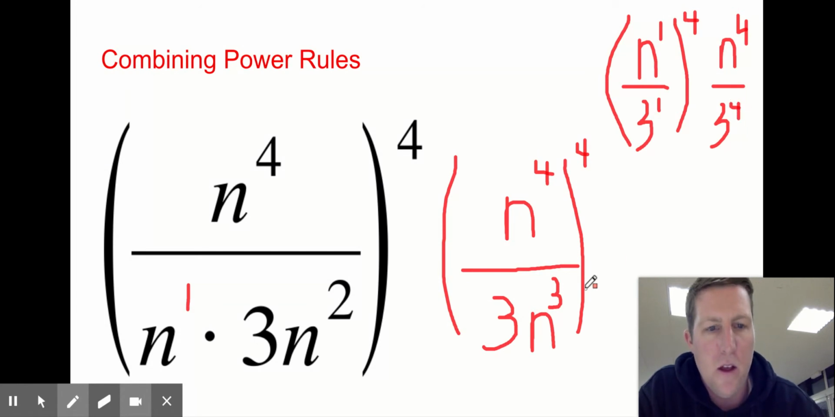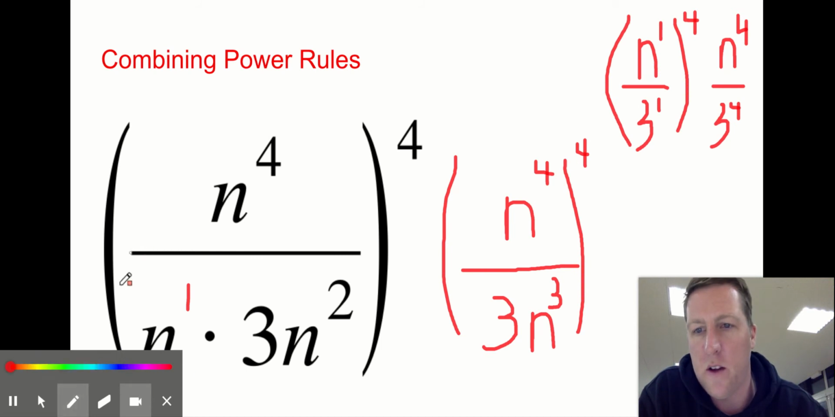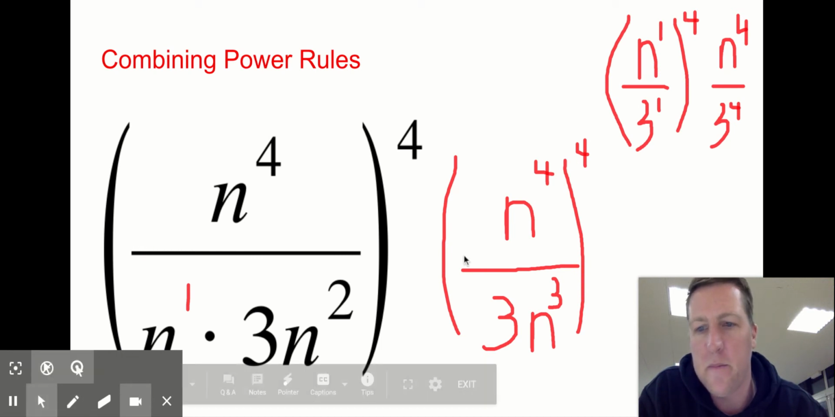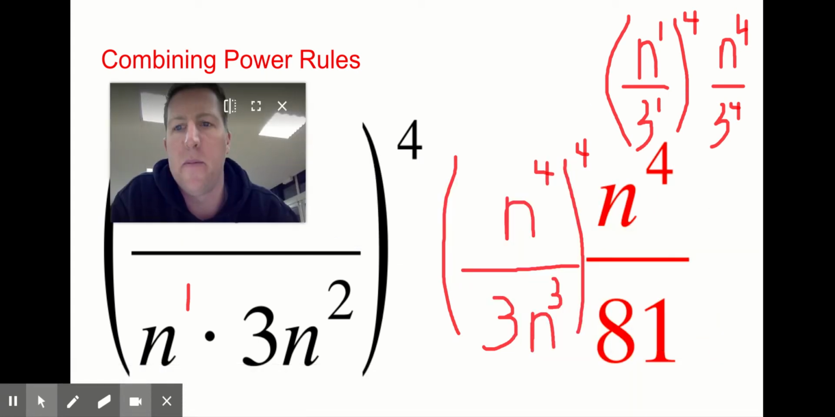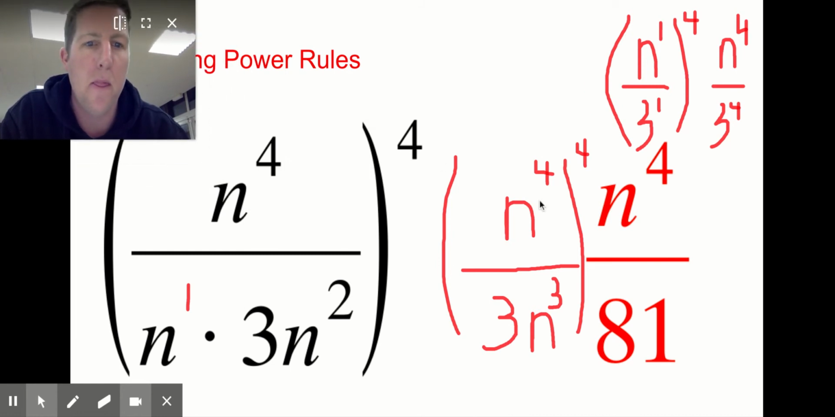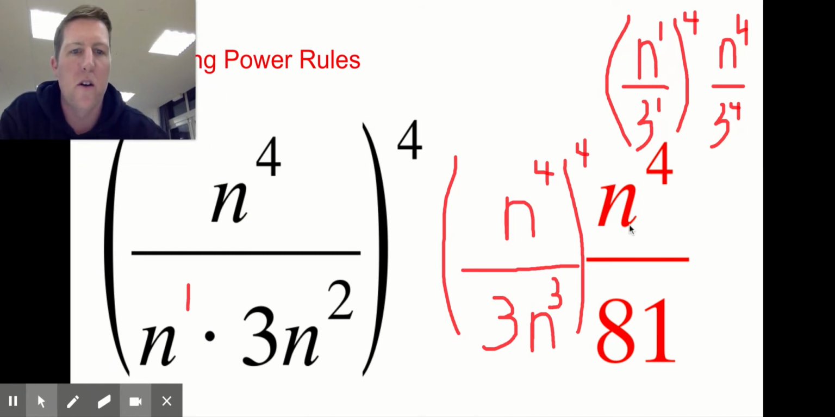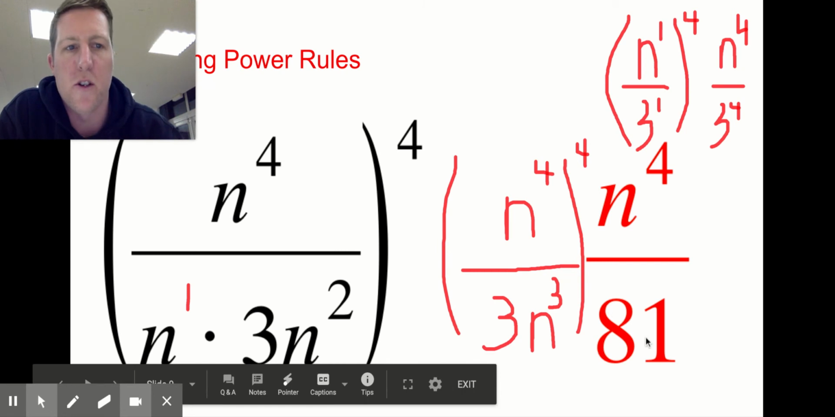Okay, so let's just see if that'll give us the answer if I hide the pen. Oh, my face is in the way. I'll move myself over here. Okay, so n to the power of 4 divided by 3 to the power of 4, which is 81.